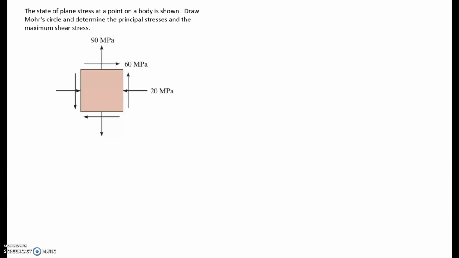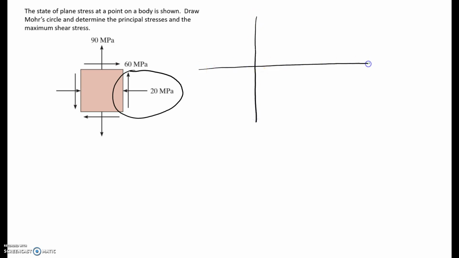The state of stress is given in this problem, so if we plot this in Mohr space, Mohr circle, and we plot the right side of the box, then the circle is going to look something like this. The right side of the box has an x-coordinate of -20, a y-coordinate of -60. So that's somewhere about right here. -20, -60.